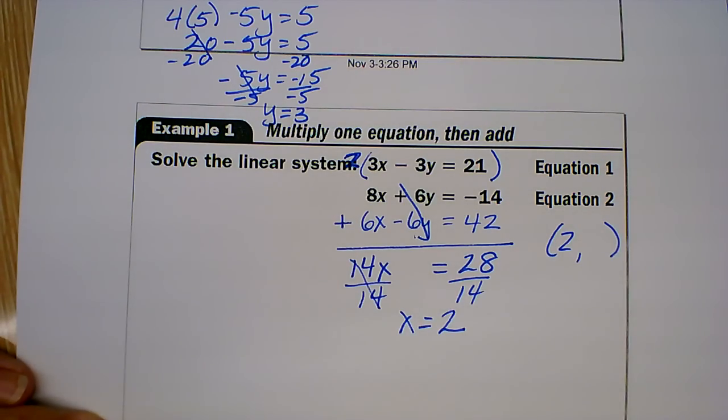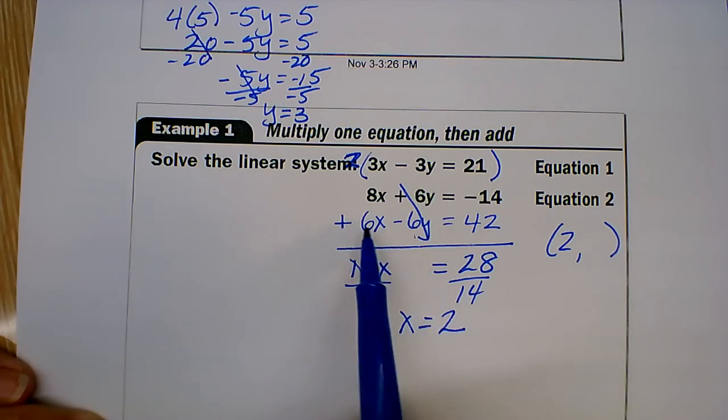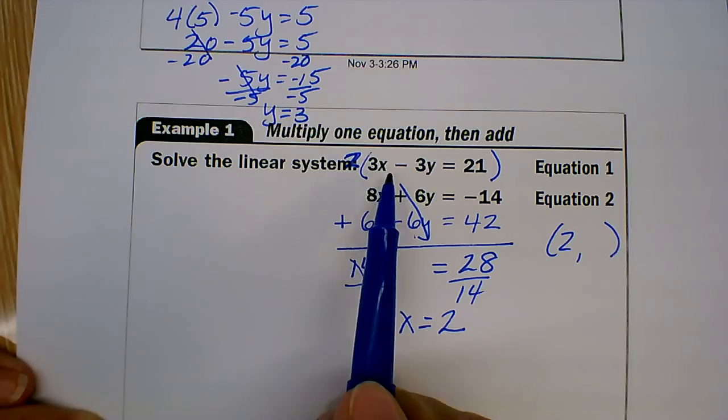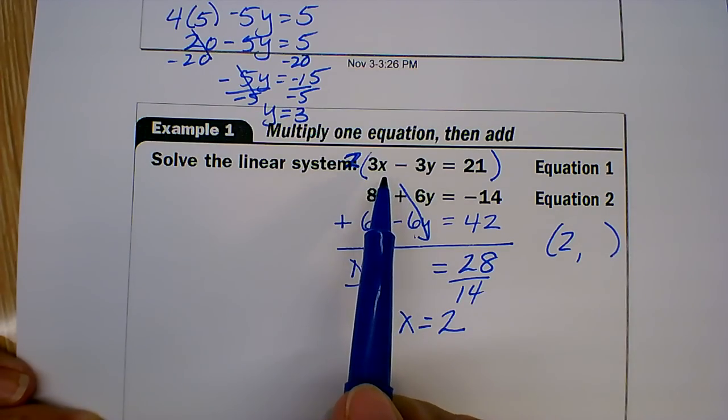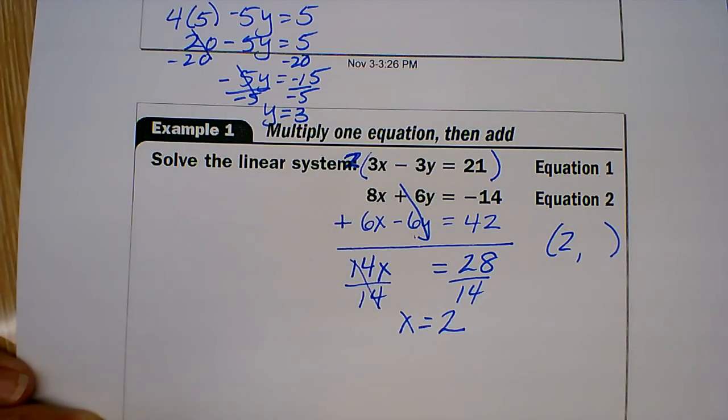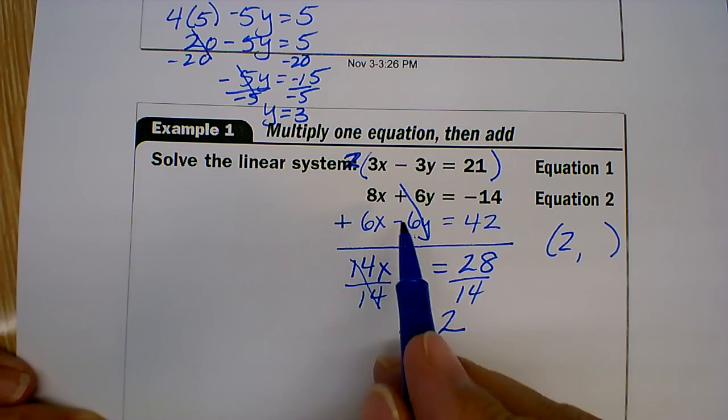Now we need to go back to one of the original equations. Don't go back to one of the equations that you multiplied. Always go back to an original equation, just in case you made a mistake in your multiplication. So let's put in 2 for x.